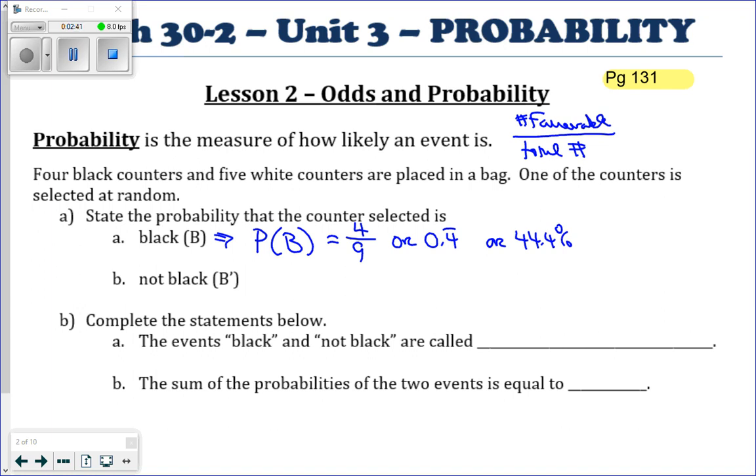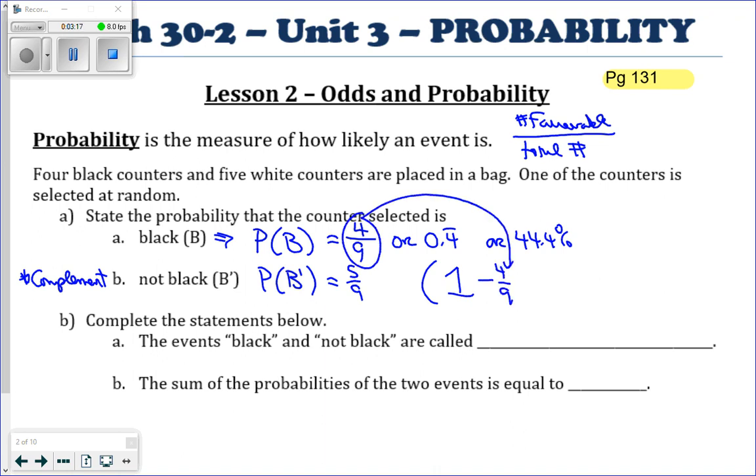Okay. Not black. This is called the complement. If 4 out of 9 are black, then how many out of 9 are not black? 5. Asking for not black is the same as asking for the probability that it is white. It's just another way of saying it. The other way you could do this question is 1 minus this answer, and that would get you to 5/9 as well. There are lots of ways to figure this out.